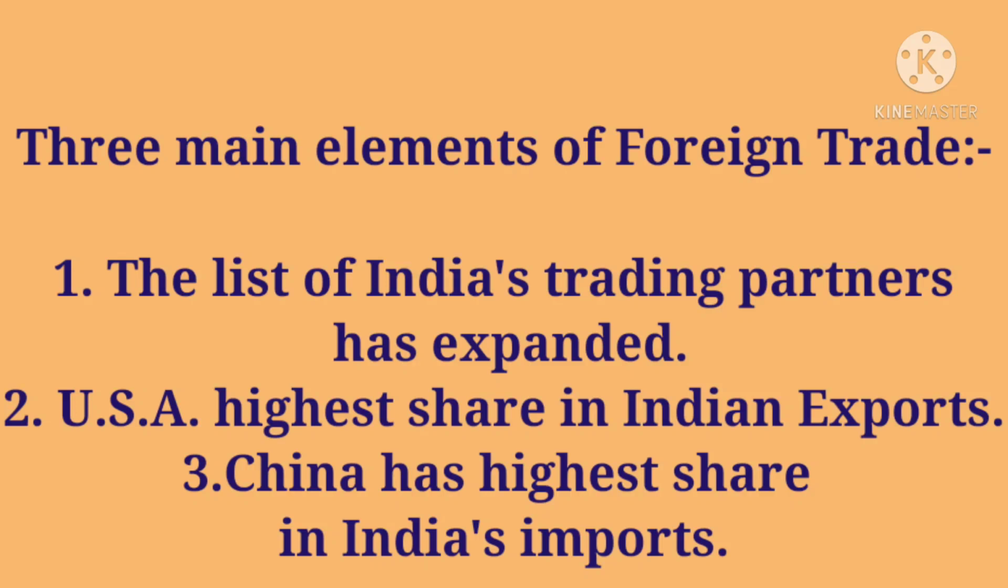The direction of foreign trade highlights these three elements during the time period 1947 to 1990. The very first is that the list of India's trading partners across the world had expanded. That means India कई सारी countries के साथ trading relations फिर से establish करने लगा था. The second most important point is most of the Indian exports were with USA.